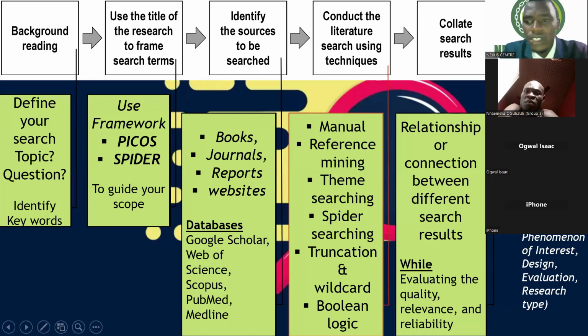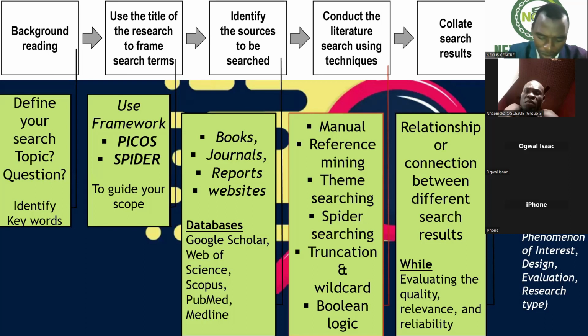So PICOS stands for population, intervention, comparator, outcome, and S stands for either study design or setting. Then the SPIDER can also be used. I've put those here: the sample, the phenomenon of interest, the design, the evaluation, and the research type. The PICOS guides you on the scope of the keywords you've picked out, how broad they are. So you think about your PICOS as you derive synonyms and different spellings for the keywords you've picked.